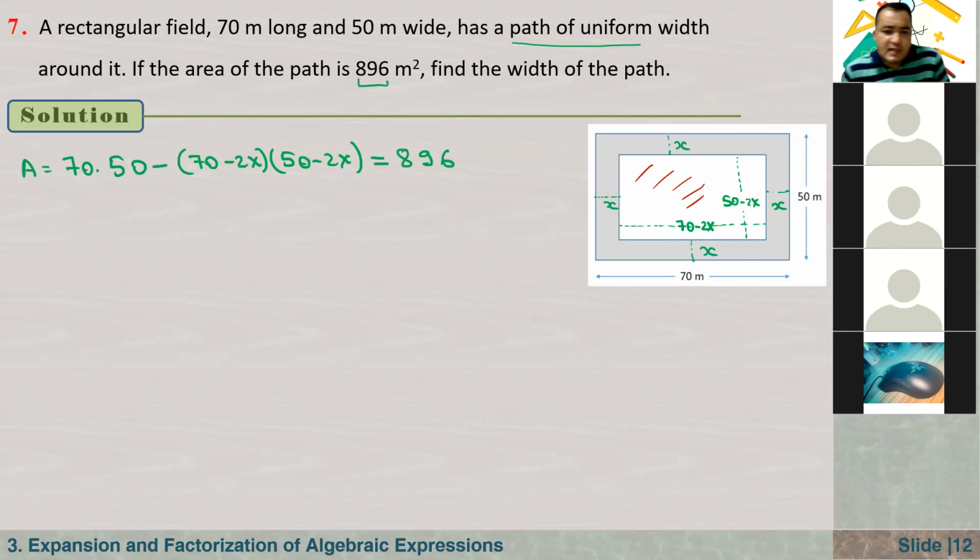Before I continue, I want to simplify a little bit so that it will get quite easy. So what is 70? I can write 70 as 2 times 35. How about 50? I can write it as 2 times 25.